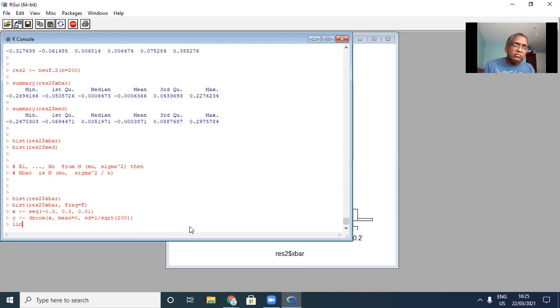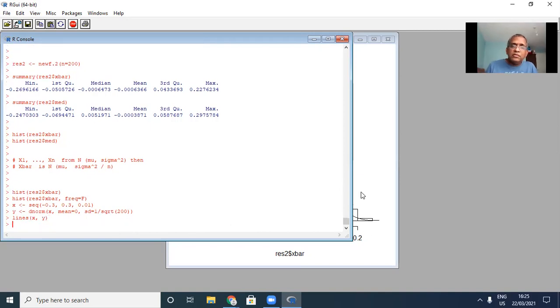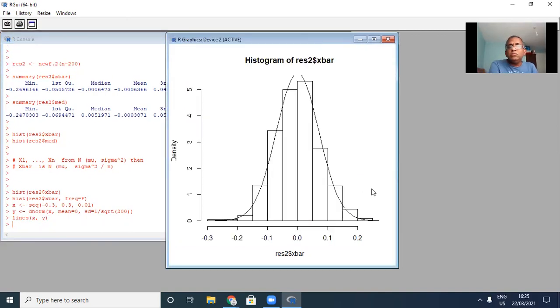Okay. Now, finally, you use the lines command. Hopefully, you see here that the density of the normal distribution with these parameters, mu and sigma squared by n, matches up with the histogram of the simulated data as it should, right? So this is just a practical illustration of the theoretical result that I mentioned earlier in the course, right?